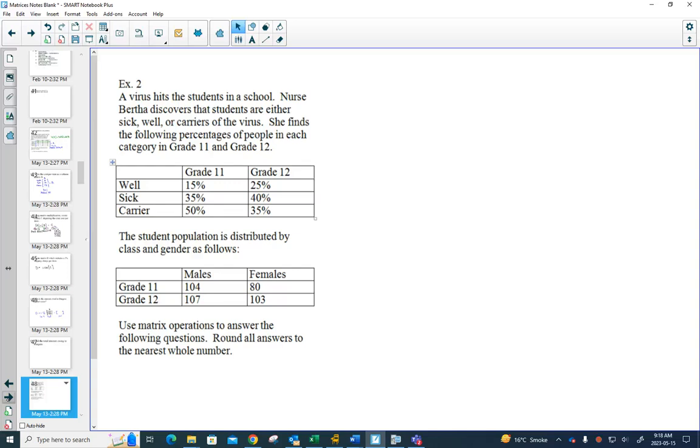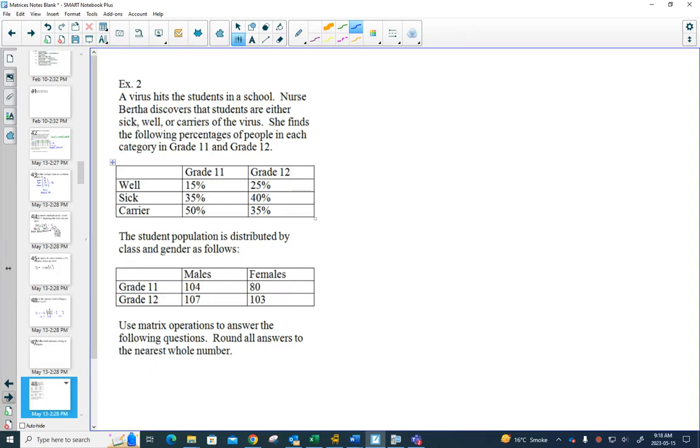So here's grade 11 and 12. 15% and 25% are well, 35% and 40% are sick, and then an additional 50% and 35% are carriers. They don't show that they're sick, but they're actually carrying the disease, or the virus. And here are our students, males and females, grade 11 and grade 12.